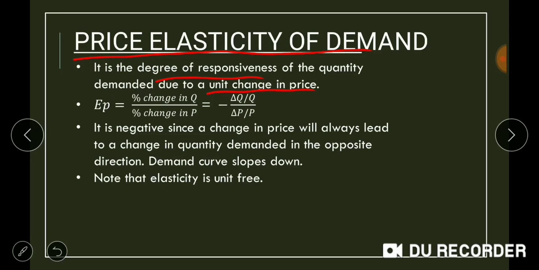Now it is given by the ratio of the percentage change in quantity demanded divided by the percentage change in price. Notice that there is a negative sign in front of the ratio. It is negative since a change in price will always lead to a change in quantity demanded in the opposite direction. That is, when price increases, the quantity demanded of a good falls and vice versa. That is the reason the demand curve slopes down. Now notice one thing, the elasticity measure is unit free. This is very important as it allows us to compare different scenarios.